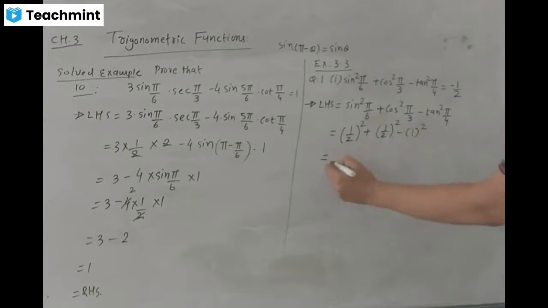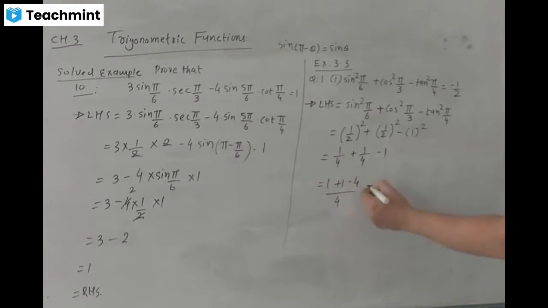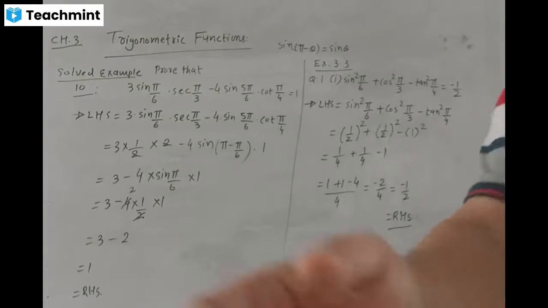1 by 2 whole square is 1 by 4, plus 1 by 2 whole square is 1 by 4, minus 1. Take LCM. 1 plus 1, 4 ones are 4, divided by 4, that is equal to 1 plus 1, 2 minus 4, minus 2 by 4, that is equal to minus 1 by 2, and that is the same as the right hand side, as proved.